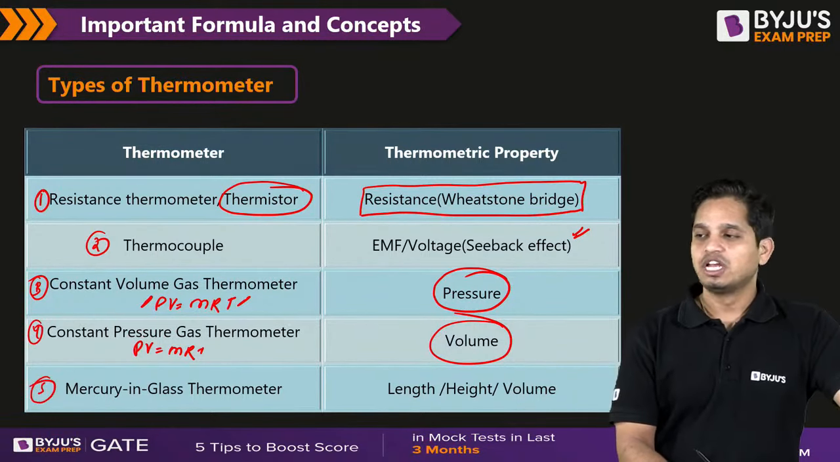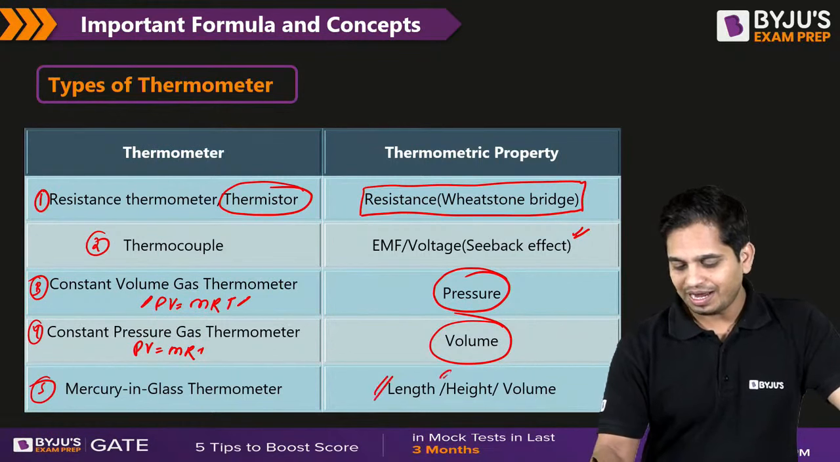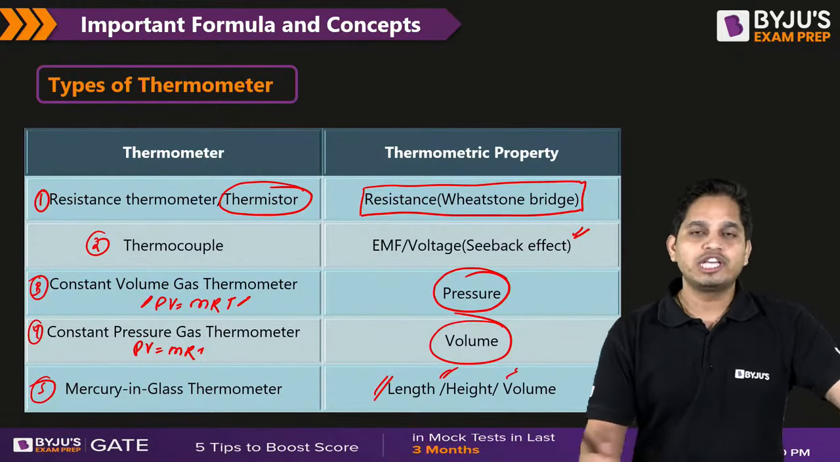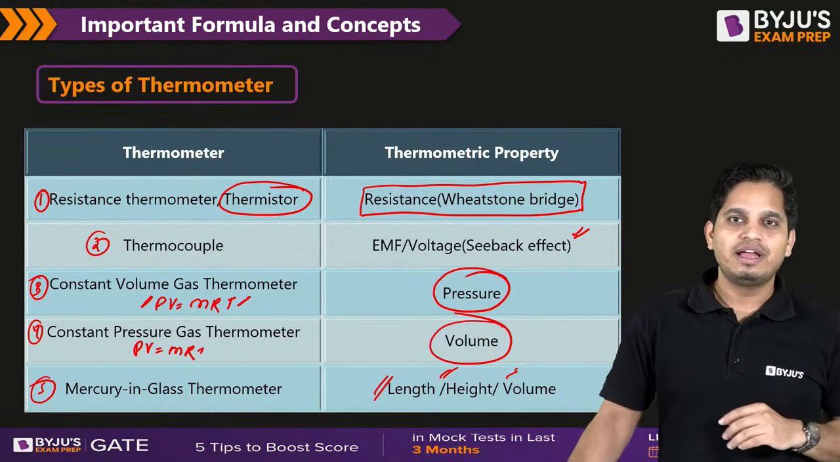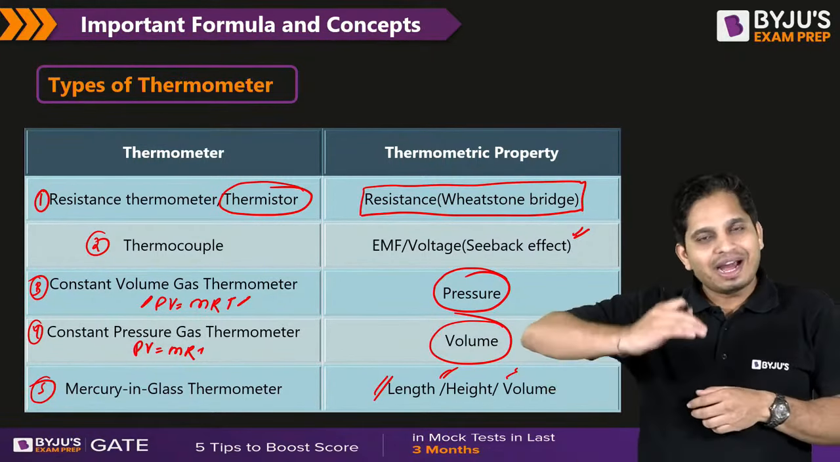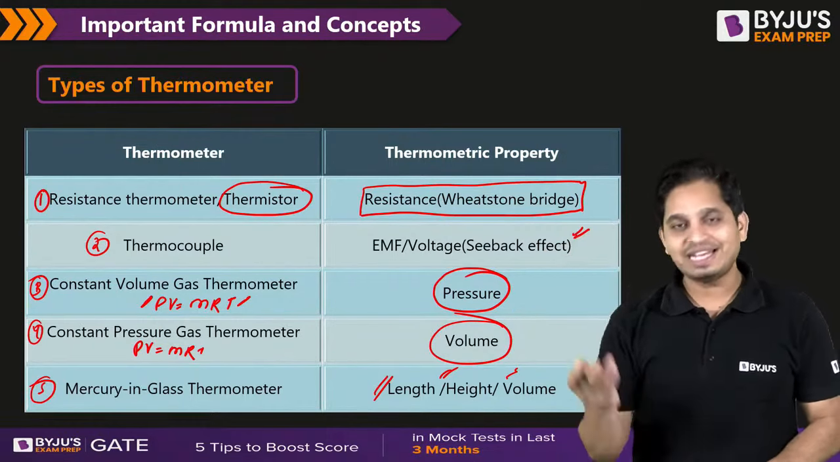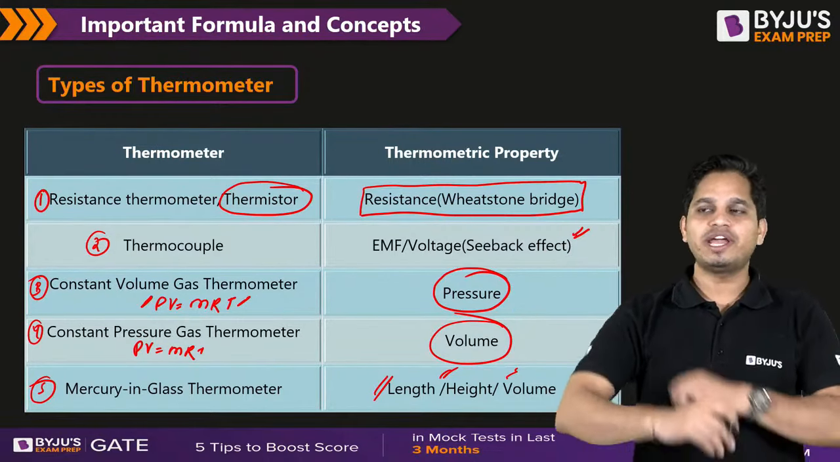Mercury in glass. So they can give length, height or volume. You see, the length or height changes in the mercury glass. If the temperature increases, the height changes. So height can be taken as the thermometric property. Okay, chalo.